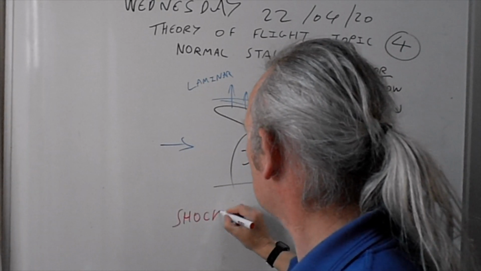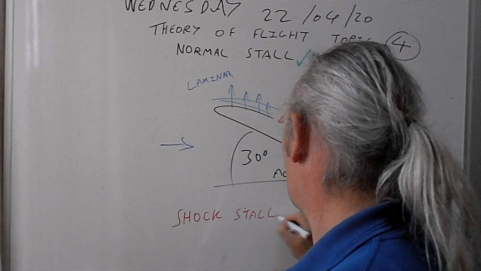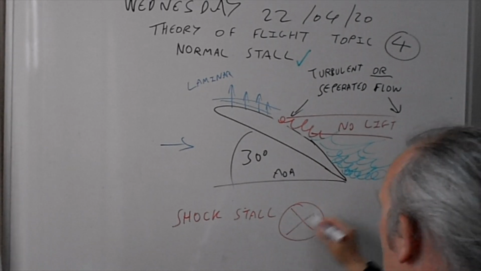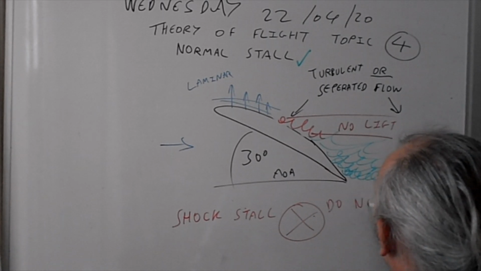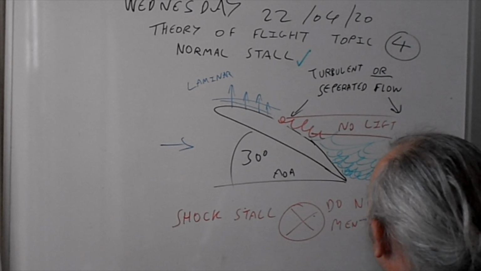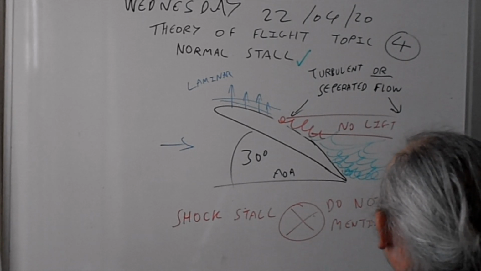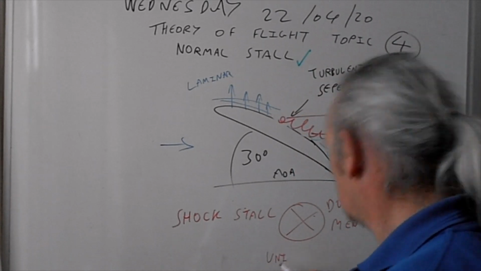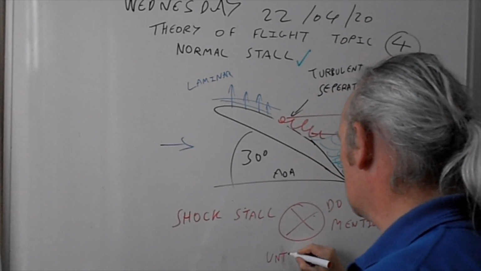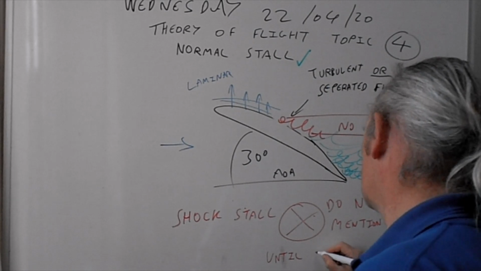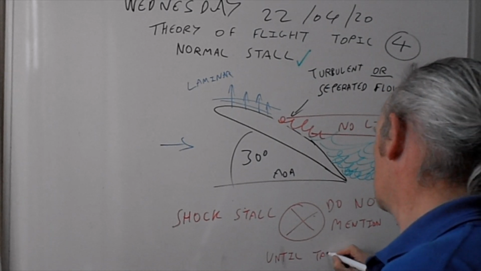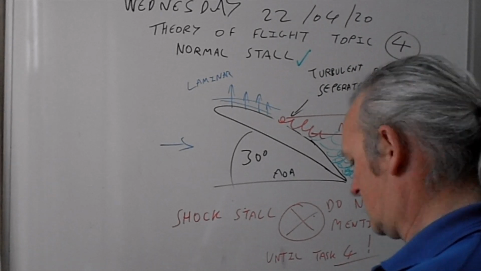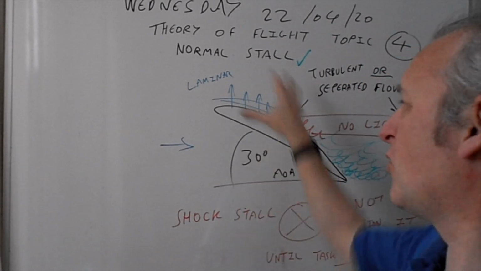So there's a thing called a shock stall, right, or a wave stall, but we'll call it a shock stall, right? And that is basically, do not mention it, right, until later. I know I'm writing this down, just telling you this, right? Until task 4 at least, right? So this will be like task 1 on the assessment.